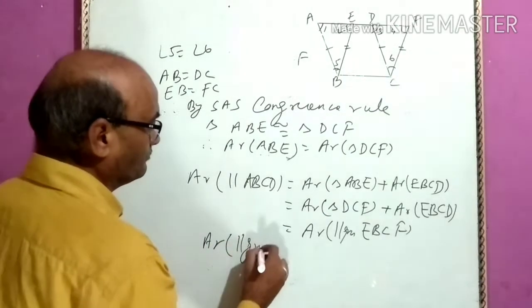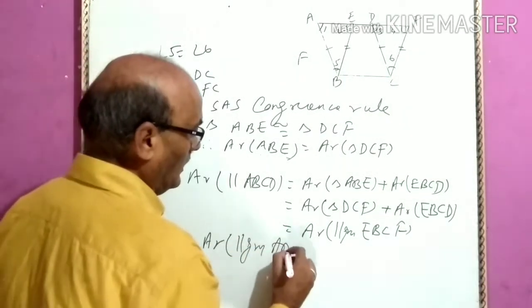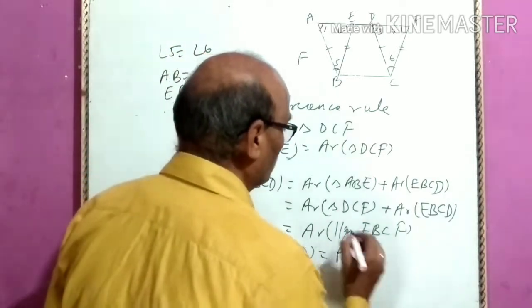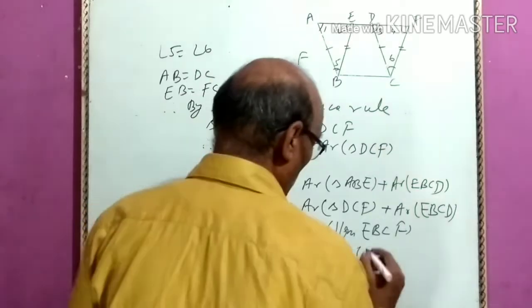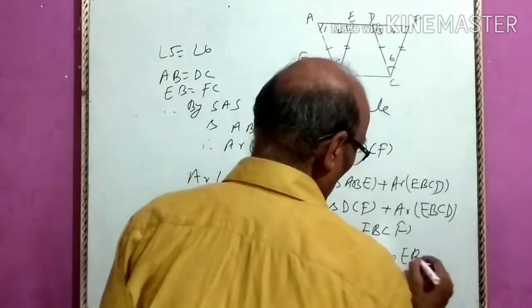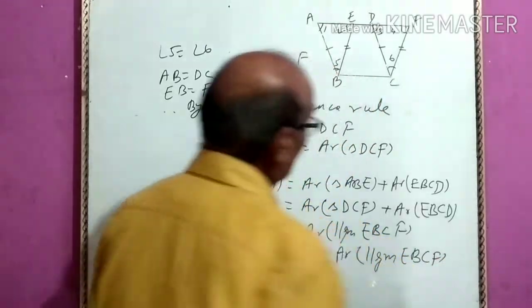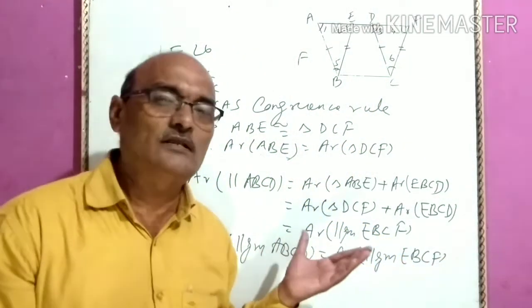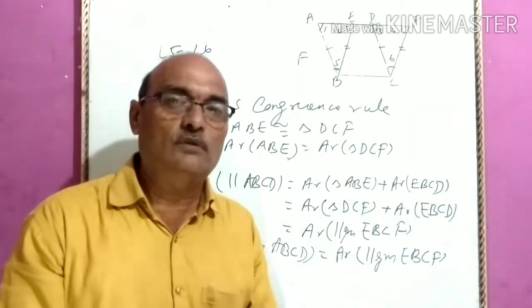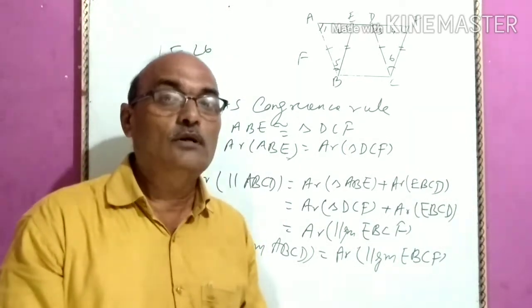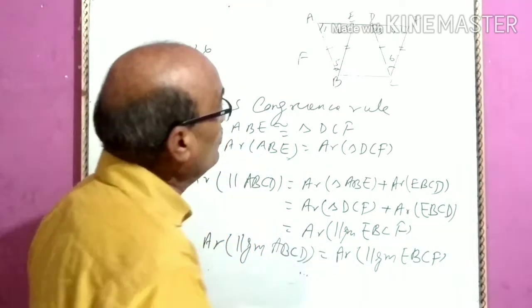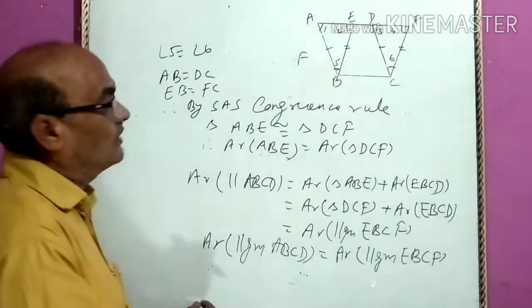Thus, we have proved that area of parallelogram ABCD is equal to area of parallelogram EBCF. This theorem is very, very important because when you enter the chapter area of the quadrilateral, the first theorem you will come across is this. Okay. Now, I am going to test the second corollary.